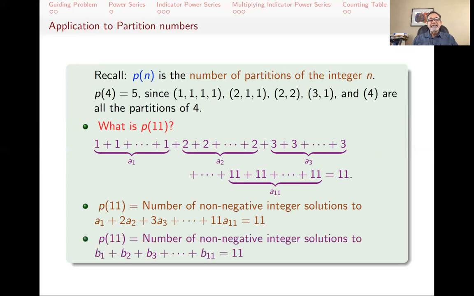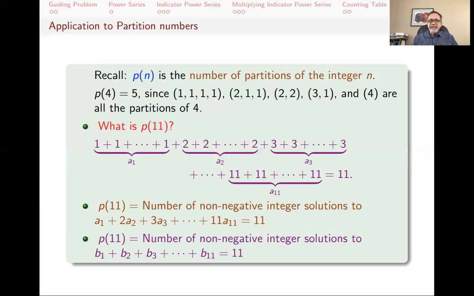I can say that P11 is the number of non-negative integer solutions to B1 plus B2 plus B3 all the way to B11 equals 11. So instead of A1, I put B1. Instead of 2A2, I put B2. Instead of 3A3, I put B3. Instead of 11A11, I put B11.